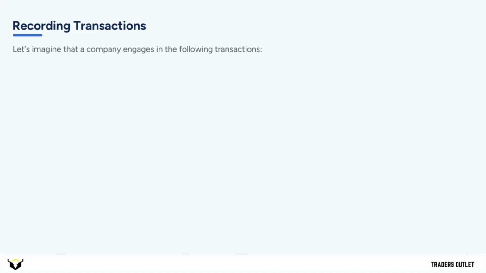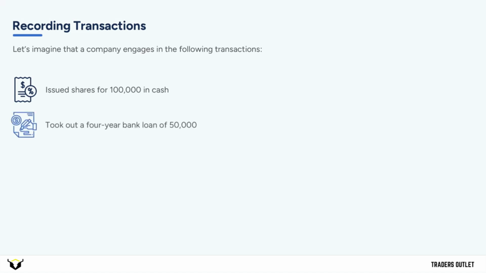Okay, now let's dig a bit deeper and record some actual company transactions using the double entry accounting system. So let's imagine that a business or company engages in the following transactions. First, the company wants to raise money to get their business going, so they issue shares for $100,000. In addition, the company takes out a 4-year loan for $50,000. This is just another way to bring money into the company and finance the company.